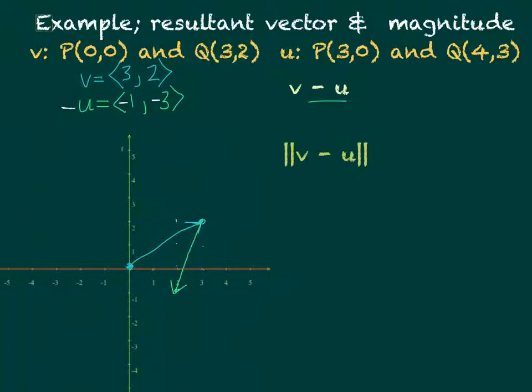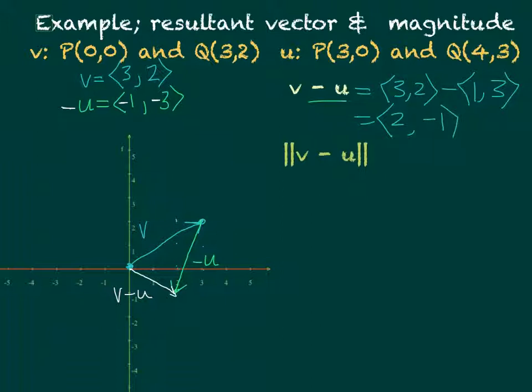So that is the subtraction. So here is my v vector. Here is my negative u vector. So my resultant vector is right there. V minus u. So now if I were to mathematically find v minus u, I would take 3, 2 minus 1, 3, which would give me 3 minus 1, which is 2, 2 minus 3, which is negative 1.